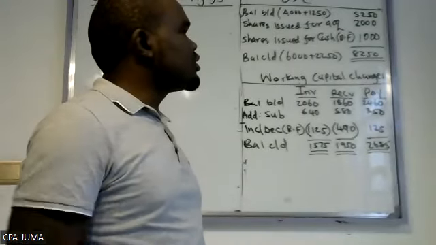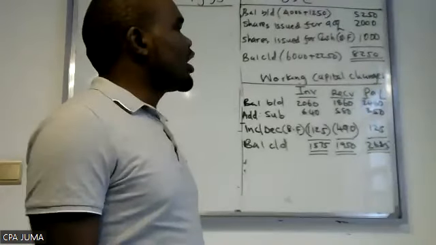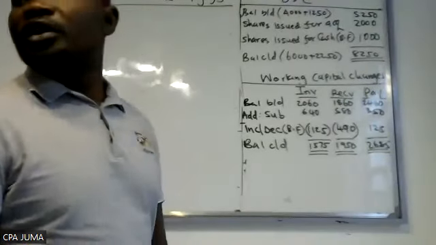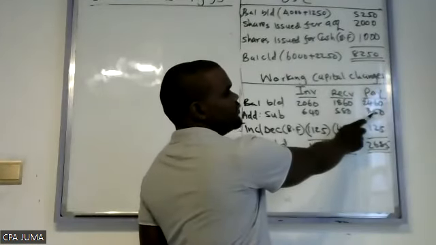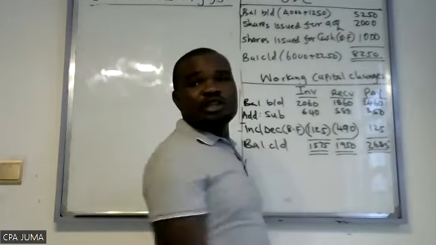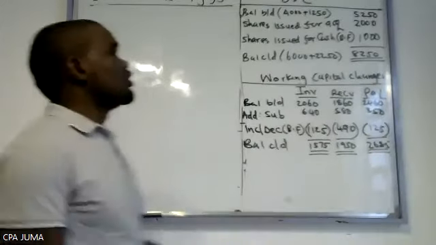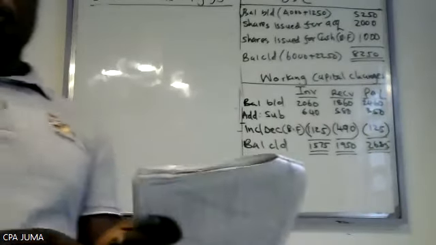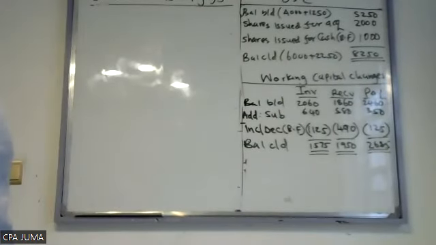Your payables are not going to increase, because 2460 plus 350 is 2810, and the closing is 2685. That is a decrease. All right, so people have confirmed those figures.